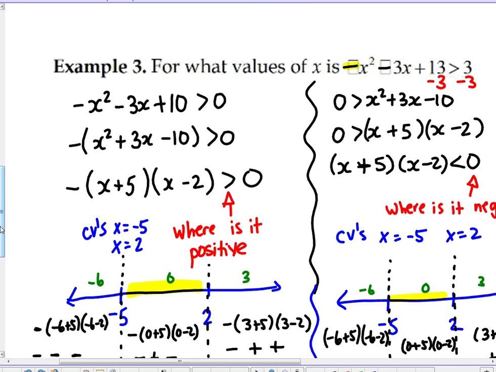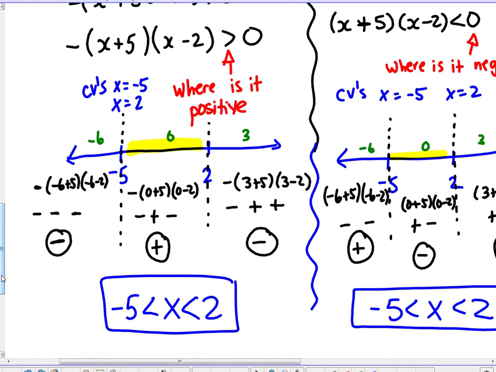My critical values are x equals negative 5 and x equals 2. And so we want when it's greater than 0. So where is it positive? So when you do your test, you have to account for that negative on the outside. Okay? So notice here I have the negative. Here's that negative times my test value of negative 6 plus 5, my test value of negative 6 minus 2. So the negative times a negative times a negative gives me a negative. So again, you have to leave that negative on the outside.